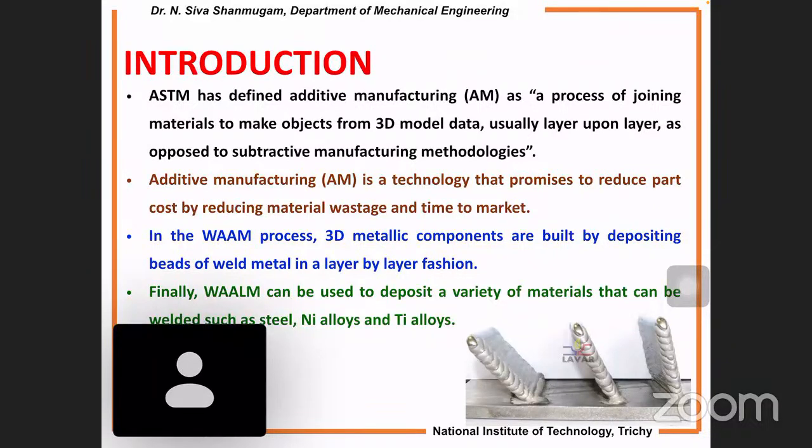And something, when you go for additive manufacturing, you can create a component and directly use the component for its purpose. Correct. So now I think it's the right time to define what additive manufacturing is with respect to ASTM, the American Society for Testing and Materials. It is defined as a process of joining materials to make objects from three-dimensional model data, usually layer upon layer, as opposed to subtractive manufacturing technology.